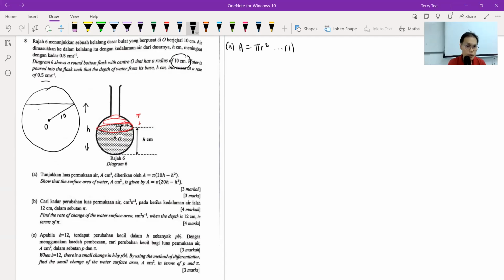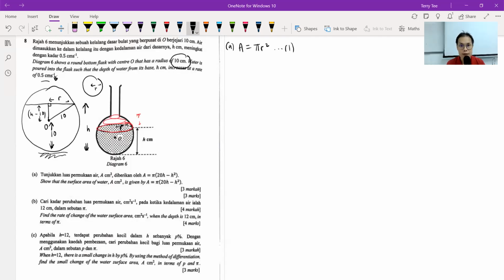Let's say the water surface has a radius r. If you view from the top, what you see is a circle, and this circle has radius r. Now, if this is 10 and the height of the water level from the bottom is h, this is the bottom, so the length from here to here should be h minus 10. So this is h, this is 10, this will be h minus 10. What is the relationship between these three? Here we can see it's a right angle triangle.